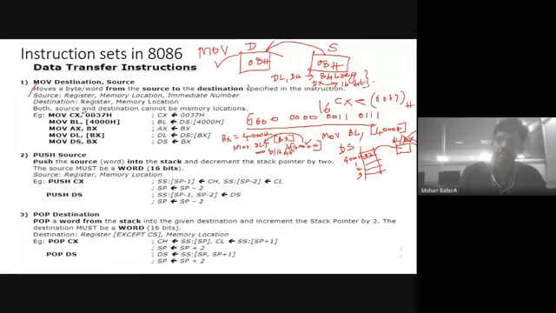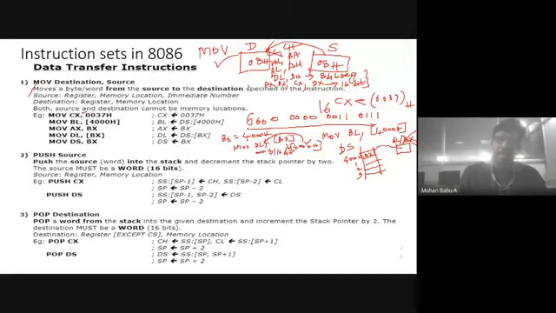This rule is valid also for AL, AH, DL, DH, CL, CH. Similarly, AX, BX, CX, DX are all 16-bit registers. If you want 8-bit registers, you can use any one of them: AH, AL, BH, BL, CH, CL, DH, or DL.